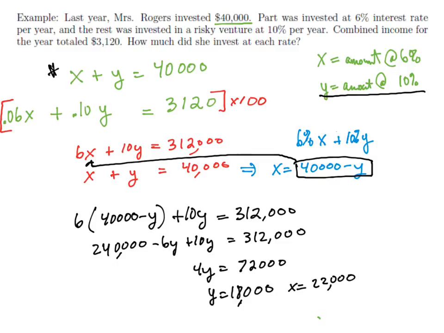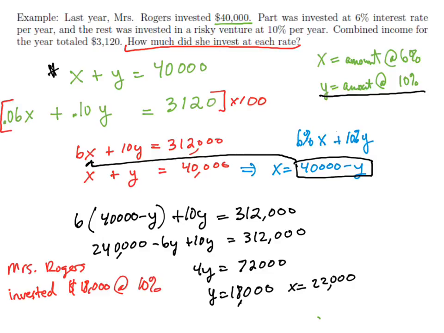So in answering this question, how much did she invest at each rate? We would say Mrs. Rogers invested $18,000 at 10% and $22,000 at 6%. And that would be our solution.